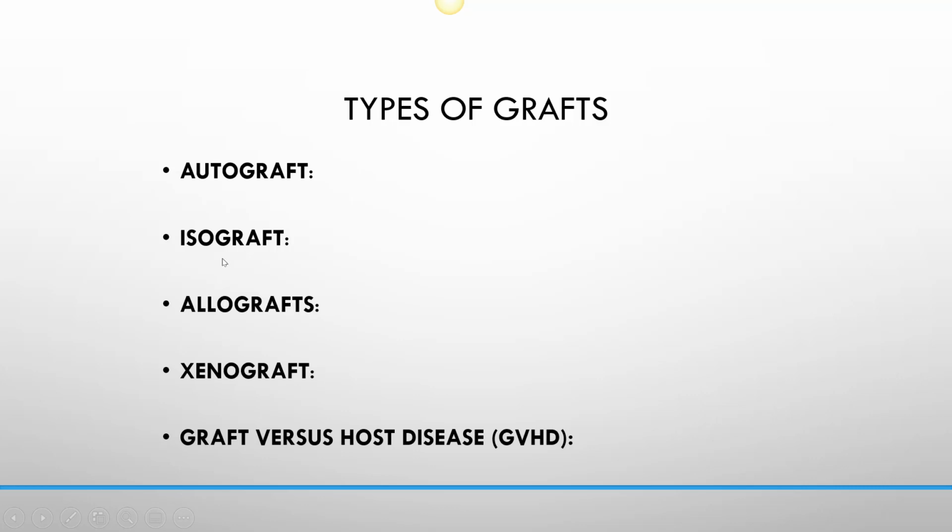Isograft. Iso means similar. This can only happen between identical twins. So this is a transplant between identical twins. If you don't have an identical twin out there, you would never be able to have an isograft. Allografts are transplants between members of the same species. So if I were to donate my kidney to my mom, then that would be an allograft. Or if some dead person donates their corneas to another person, that's an allograft.